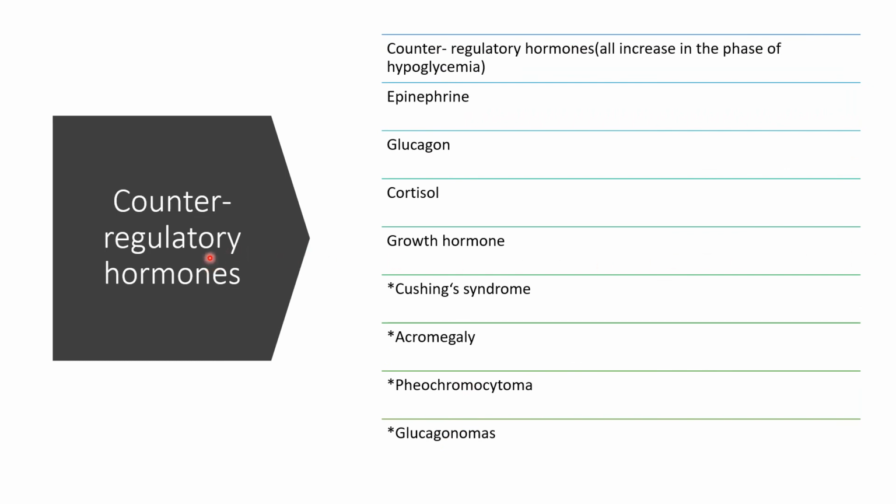Counter-regulatory hormones will all increase in the face of hypoglycemia. Why is that? We want the glucose to come up. All these counter-regulatory hormones are not helpful in diabetes, but they are helpful in hypoglycemia: epinephrine, or adrenaline, glucagon, cortisol, growth hormone. Certain conditions like Cushing syndrome, acromegaly, pheochromocytoma, and glucagonomas also play roles here.